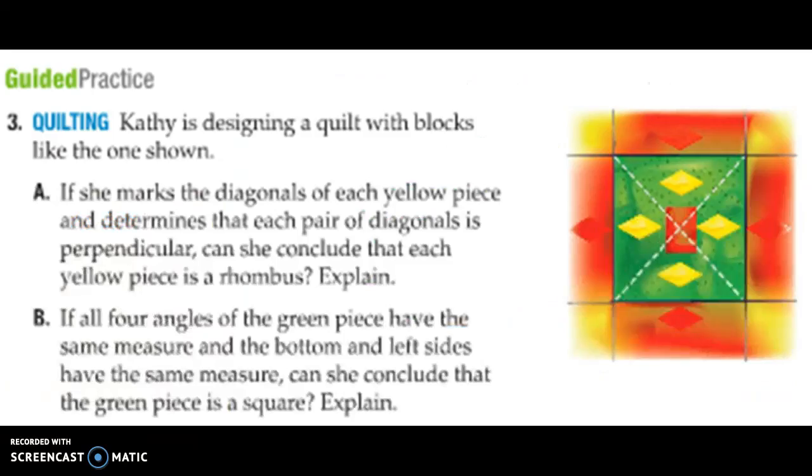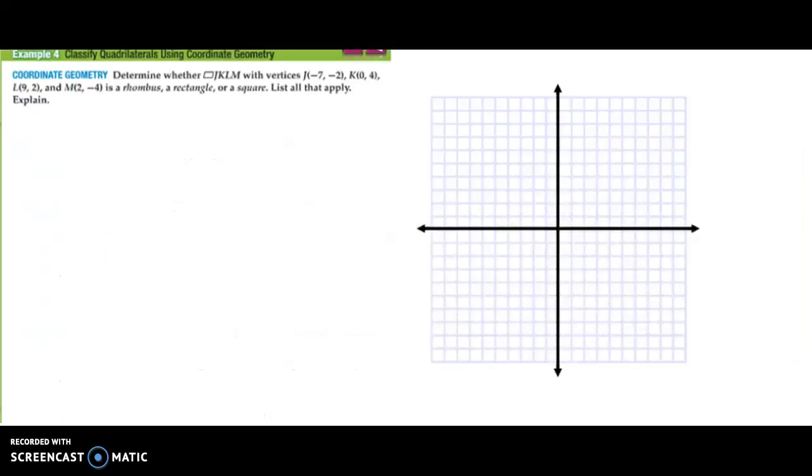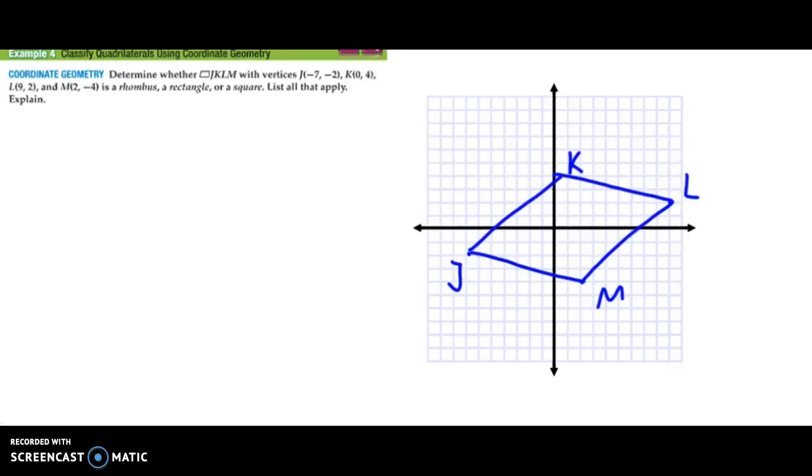Alright, here's an example having to do with a quilt. Last one, okay? This one's going to take a little bit more time. It says determine whether parallelogram JKLM, with vertices of those four, is a rhombus, rectangle, or square. List all that apply. Okay, so first off, -7, 2. I'm going to stop the video for just a second to plot my quadrilateral, and you can do the same as well. Alright, so now I have it drawn.